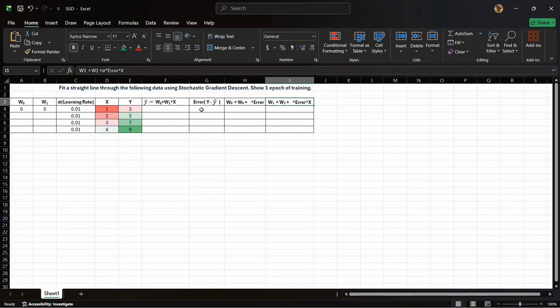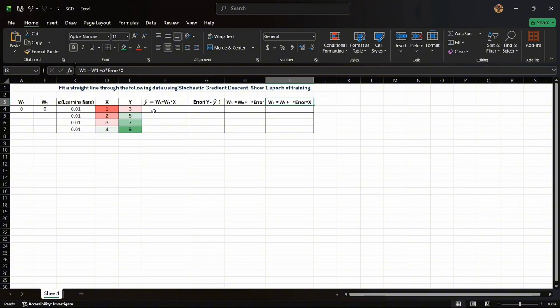x. And for that, we take w0 as an intercept and w1 as a slope, and we initially assume these as 0, and the learning rate as 0.01 throughout the epoch.